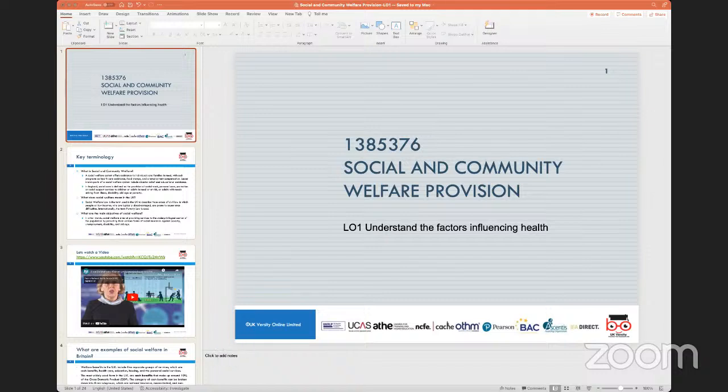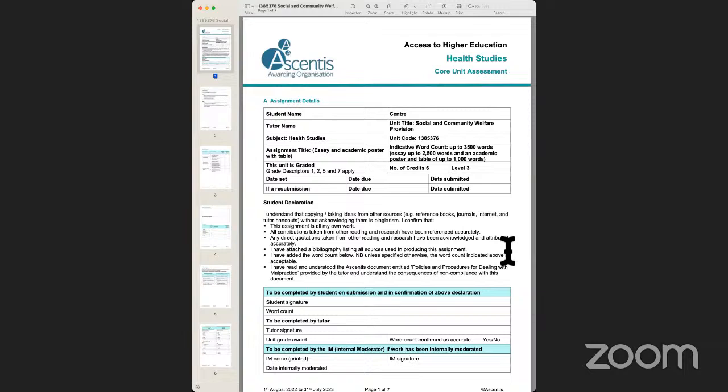So let's start off with this particular unit, and what I want to do is briefly show you the unit spec, which will allow us to place this into a bit of context. So let me just share the unit spec. When you look at this document, which is the assignment brief, as well as giving us the assessment grid, the first thing you need to note is that this unit is going to be graded, and you could achieve pass, merit, and distinction.